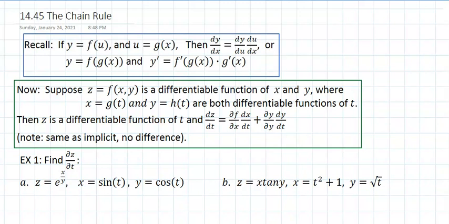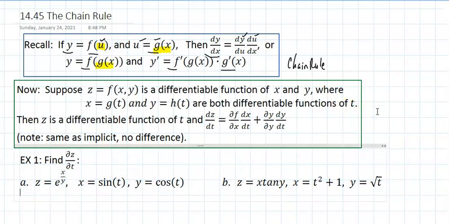Recall, if y equals f of u and u equals g of x, and you wanted to take a derivative of y with respect to x, y depends on u, and u depends on x, that's the chain rule. Or I could take this and put it right there, and take a derivative by taking the derivative of the outsidemost function times the derivative of the inside. Again, the famous chain rule from back in the days, if you remember. Something that never goes away. Now, we're gonna pump that up a dimension, and things are gonna look slightly different.